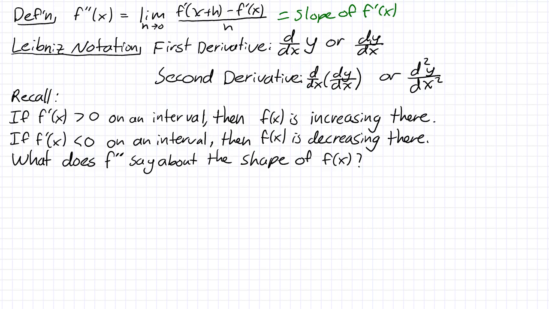Anyways, let's look at the relationship between the second derivative and the original graph f of x. But first, just remember some rules from before. If f prime of x is greater than 0 on an interval, then that means f of x is increasing there. And if f prime of x is negative on an interval, that means f of x has negative slope at that point and is decreasing there.